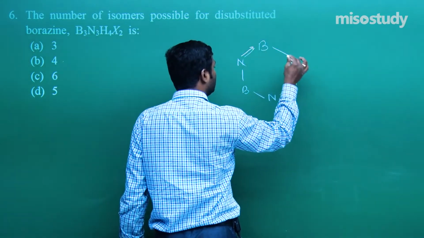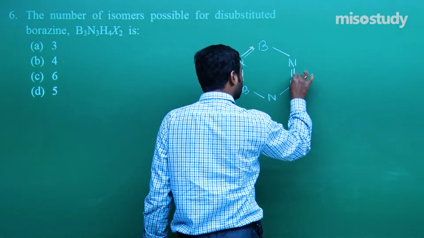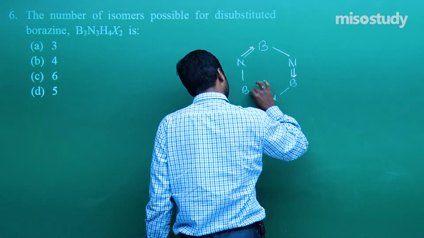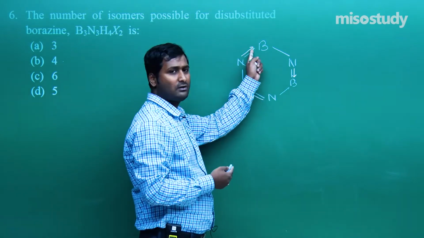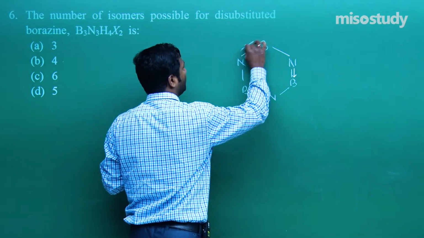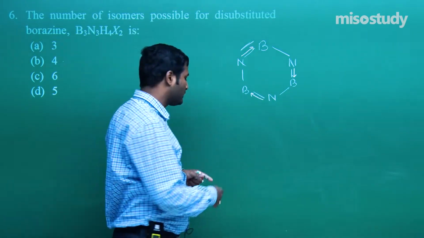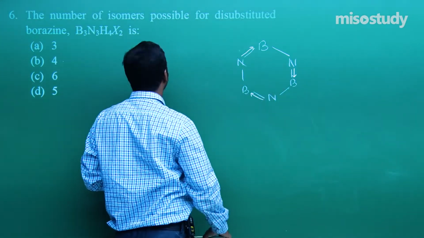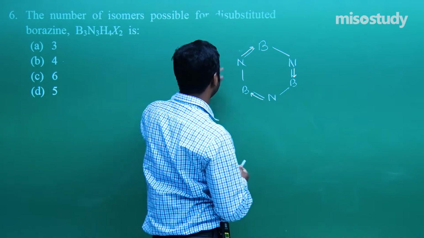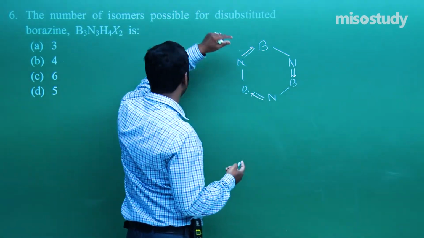Now this one, now this one, and now this one. Clear to you? Now in your book this one is not written, it is written like this bond. So don't get confused, this is a coordinate linkage. Clear? Now what is N3? This is B3N3. Now B3N3H4X2.